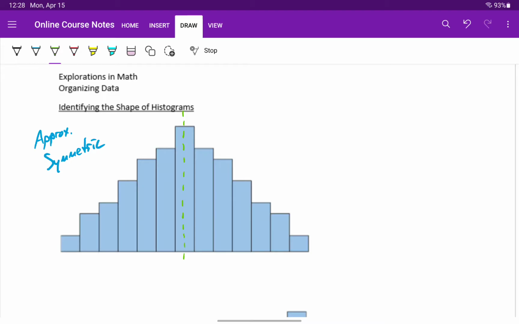Whether or not our data is symmetric is going to inform choices about things that we can do with our data later on, and we'll eventually get to that. For right now, we're just talking about this idea in isolation, but it's going to help inform some decisions later on.